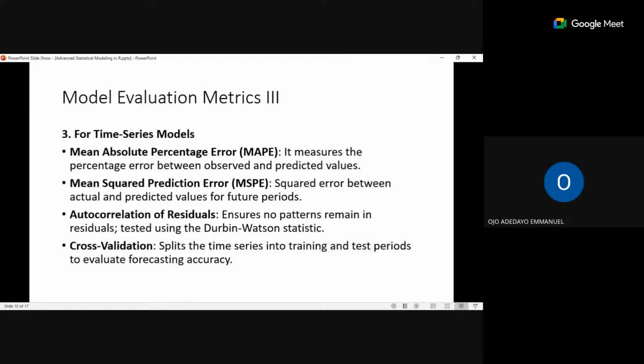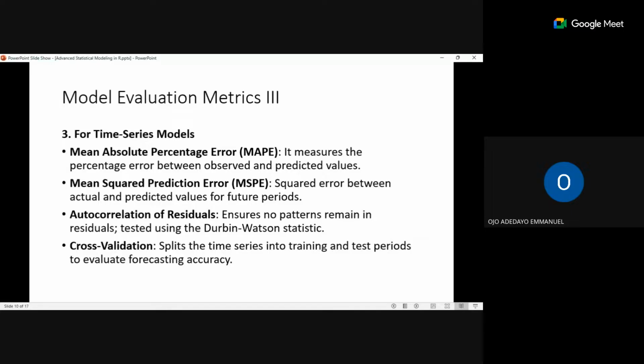Let's say, for instance, variable A is talking about age, and another variable B is also saying something relating to age. That means there will be a presence of correlation, and that will really affect your model. So you have to check for multicollinearity in linear regression and some other models. But in time series, it is called autocorrelation.